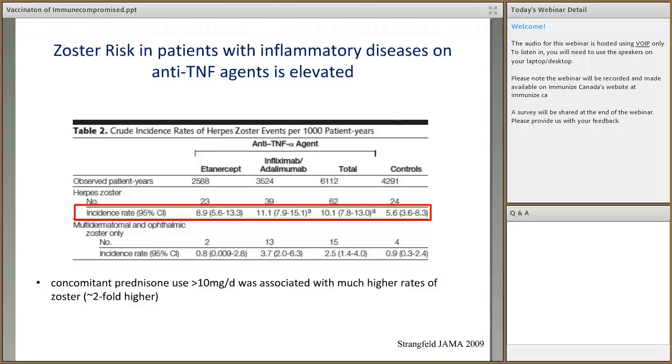And if you compare that to control, and the controls were persons with autoimmune diseases that were not receiving anti-TNF agents, you can see that it's much higher. The controls are 5.6 per 1,000 patient years, and the treated persons could go up to a shingles incidence rate of 11.1 per 1,000 patient years. And if persons were on prednisone along with their anti-TNF agents, this was associated with a much higher rate of zoster, almost twofold higher.